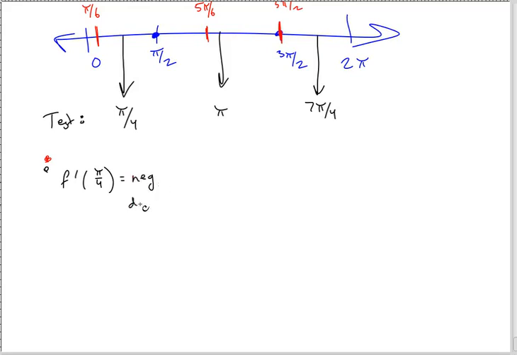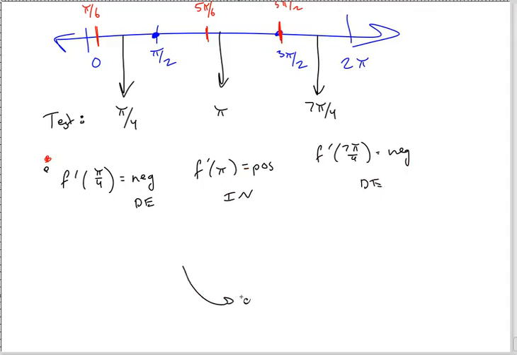And so therefore, it's decreasing. I'm going to just put a DE for decreasing. Okay. I plug in a pi, and I got positive. And so this is telling me it's increasing. And then I'm plugging in the 7 pi over 4, and guess what? I got negative. That means it's decreasing. So it's decreasing, then increasing, and then decreasing.